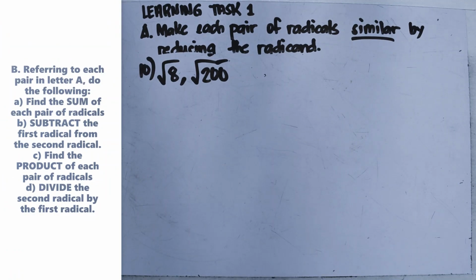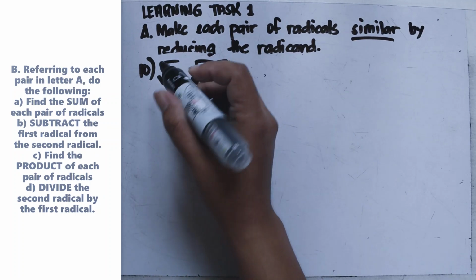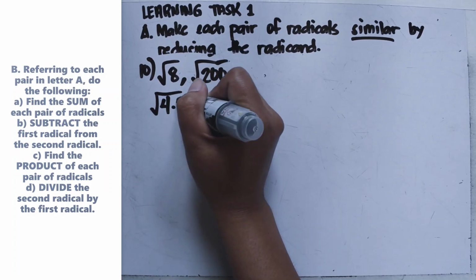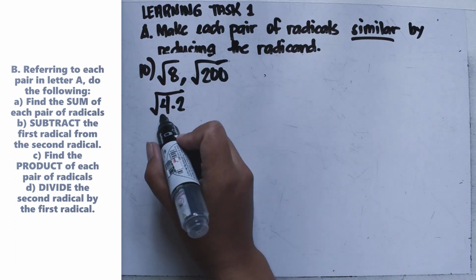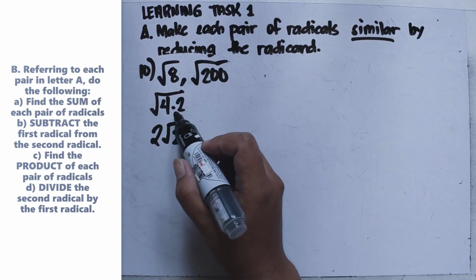Okay, so number 10 na tayo. This will be our last dun sa ating learning task number 1 sa ating week 7 na operations of radical. So dito na tayo sa square root of 8. Syempre, alam natin na may perfect square, di ba? See, 4. So we have 4 times 2 kasi ang 4 is a perfect square. So what is the square root of 4? We have 2. And then, syempre matitira si square root of 2 sa loob.